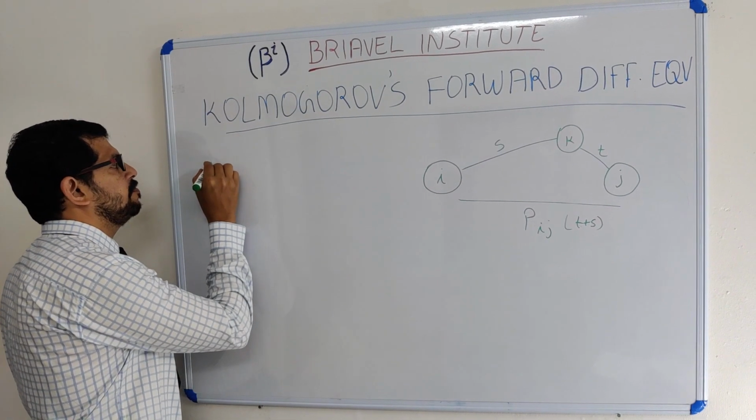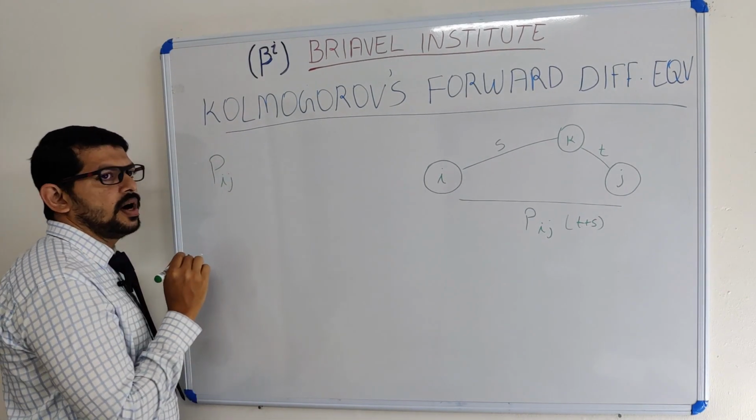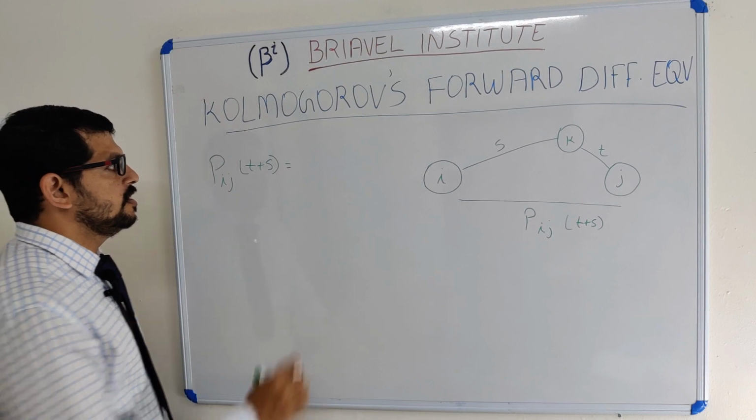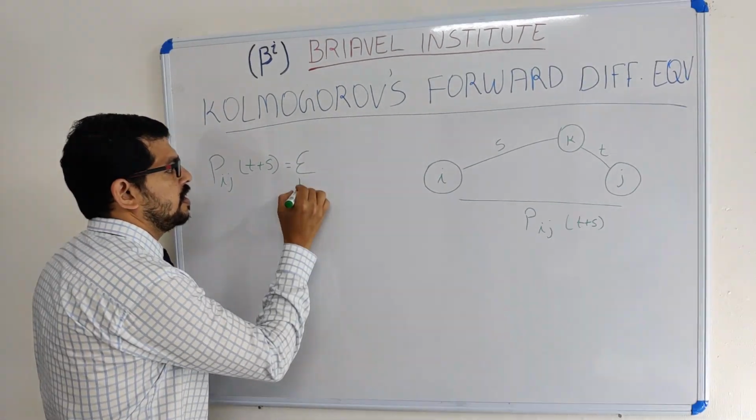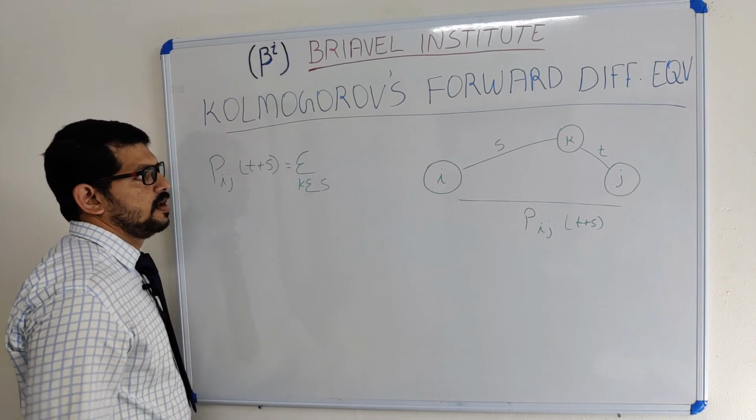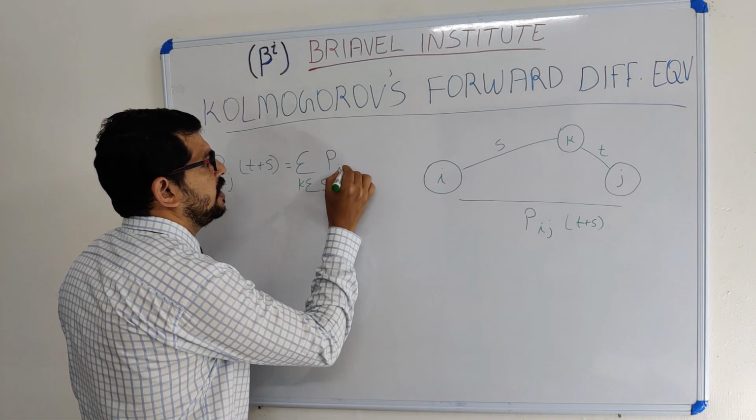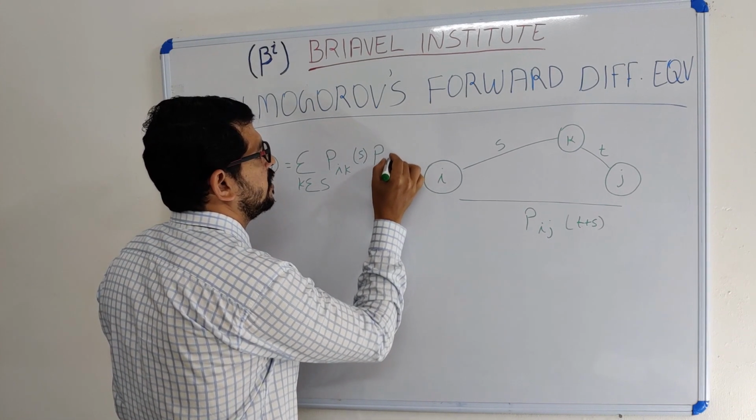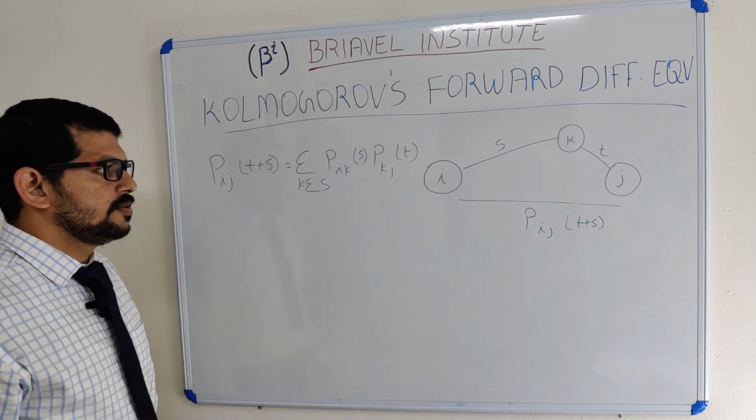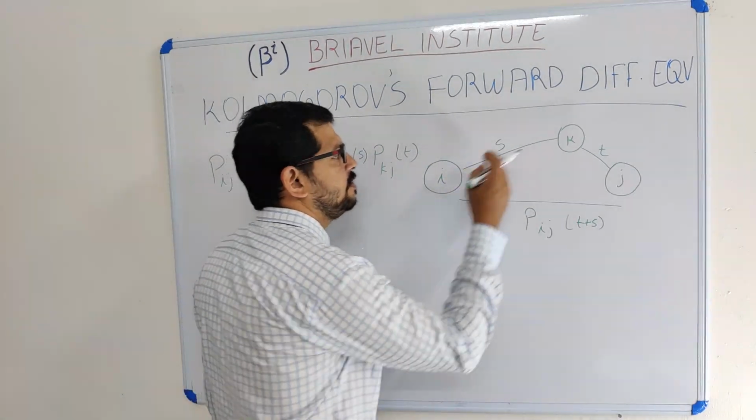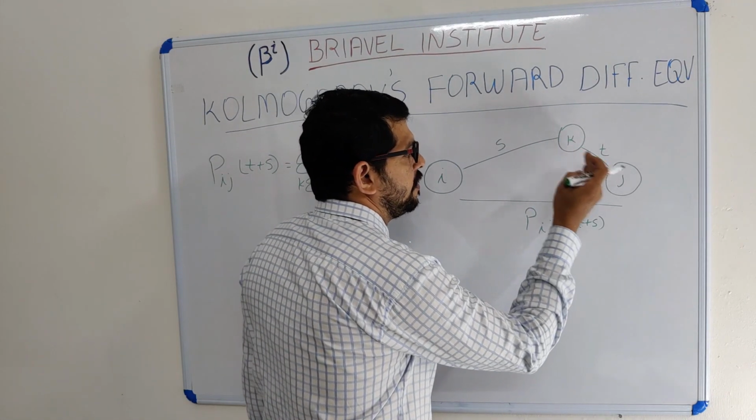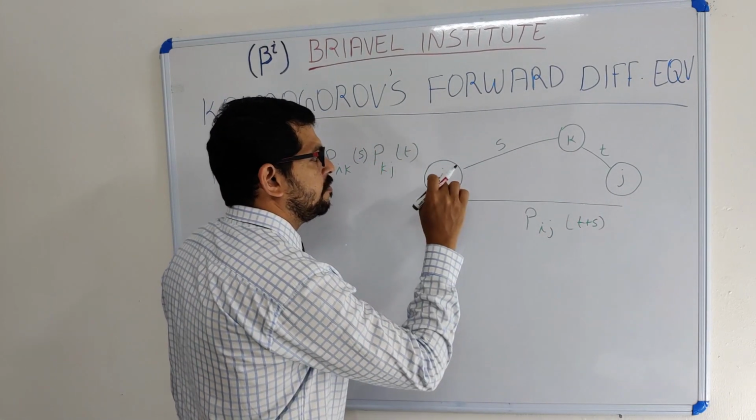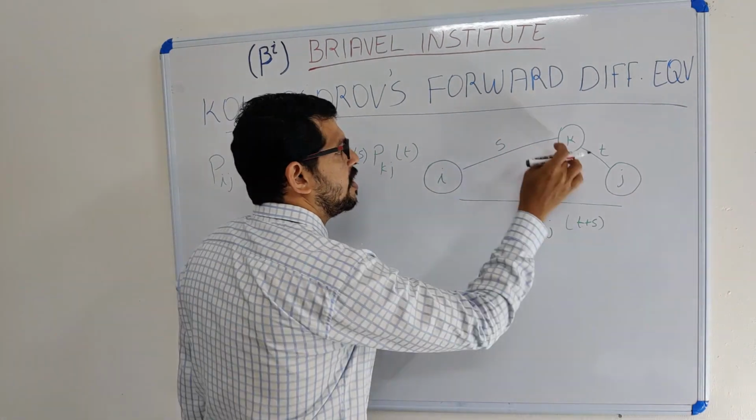So how do we write the Chapman-Kolmogorov equation? P of ij at time t plus s is equal to the sum over k, an element of S, of P of ik at time s and P of kj at time t. So we are multiplying the probability of i to k and k to j. The final probability i to j is obtained by multiplying i to k and k to j.